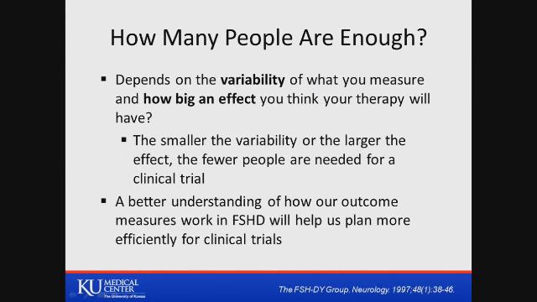So how many people are enough? This really depends on the outcome's variability, the variability across individuals, and the variability within a given individual, and how big of an effect. The smaller the variability or the larger the effect, the fewer number of people that will be required to do this. A better understanding of our outcomes can help us plan trials more efficiently.